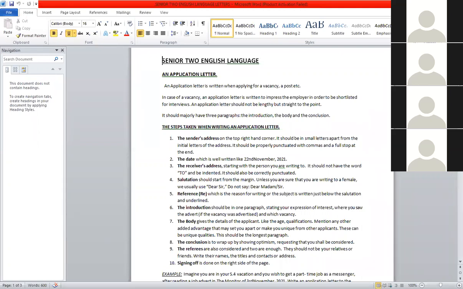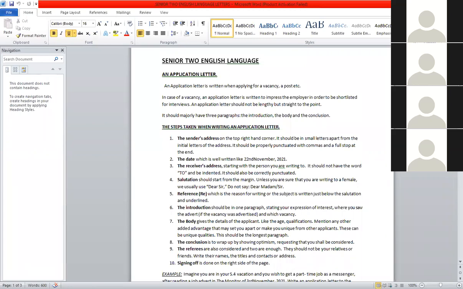So we have said that when you're writing, of course, the first thing to do is to have your address, who is writing, and it is presented on the top right hand corner, and it should be in small letters apart from the initials of the address. For example, Saint, the S has to be capital. Maybe Saint Irene, the I has to be capital. So all the initial letters have to be capital.